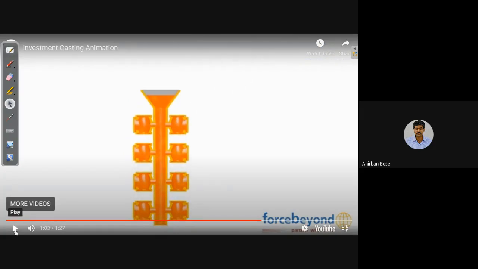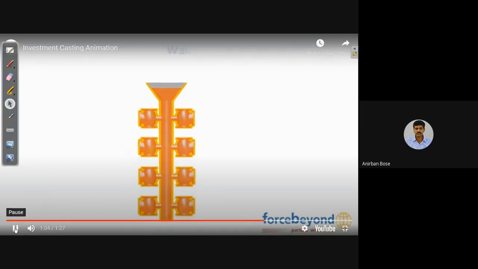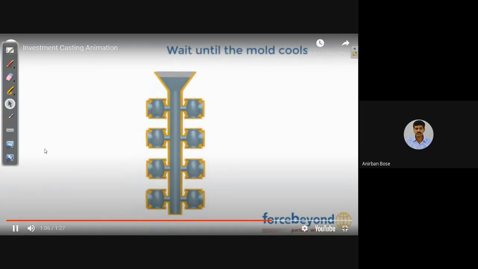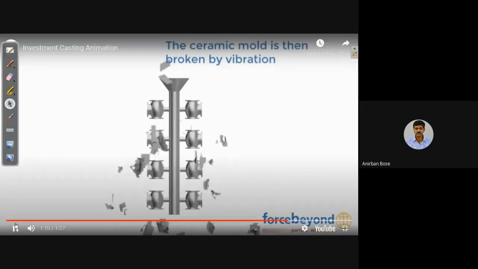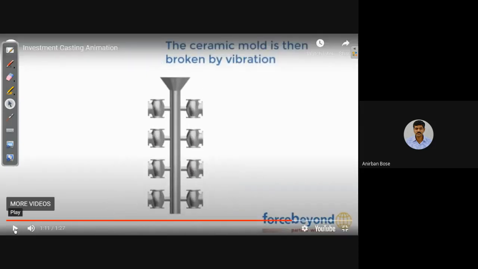And then the molten metal is poured into that particular mold. So now you see that the ceramic materials are very hard and brittle. That is why vibration is given so that they can break, and the mold is basically getting out, and finally you will get the cast product.